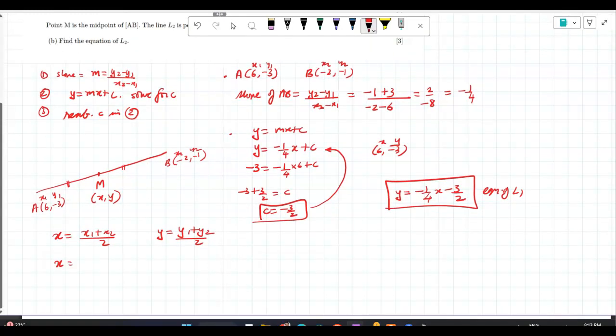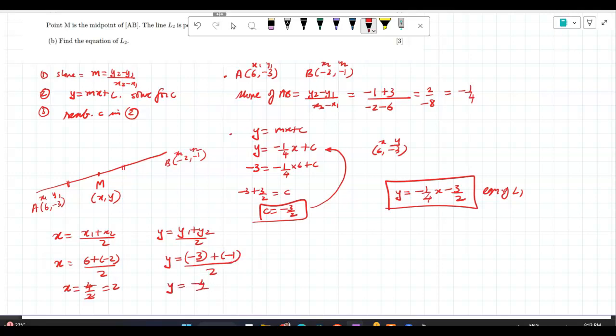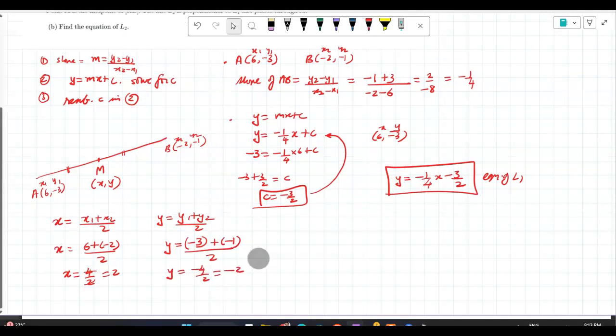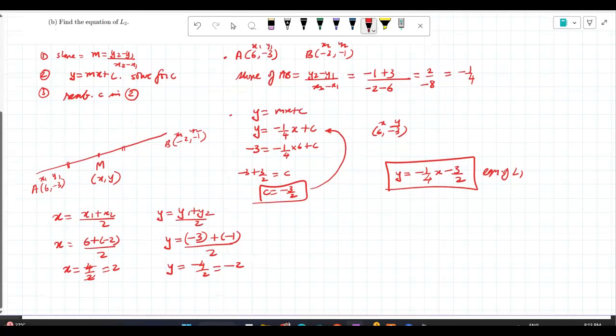Substitute. So your x is equal to 6 plus minus 2 over 2. So x is equal to 4 over 2, so x is 2. For y, be careful of the signs. Minus 3 plus minus 1 over 2. So y is equal to minus 4 over 2, which is minus 2. So that means your midpoint coordinates are (2, minus 2).